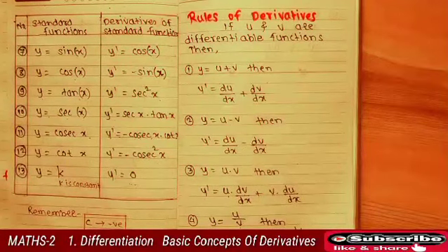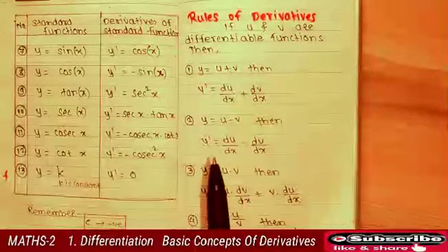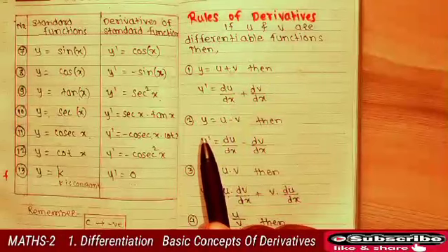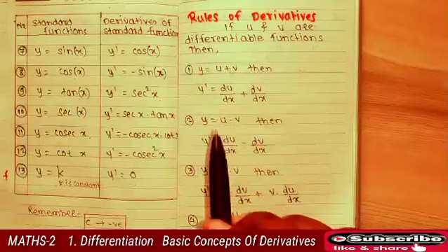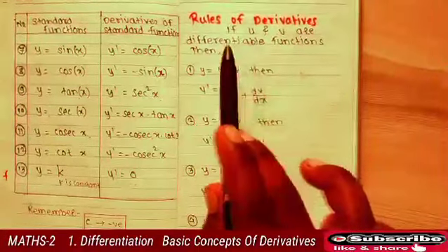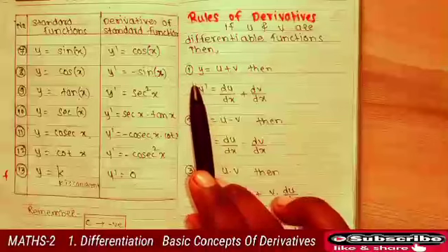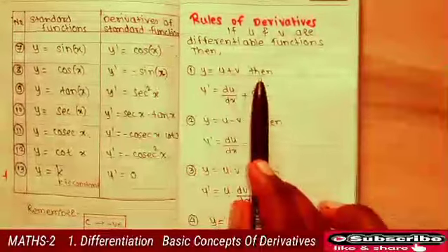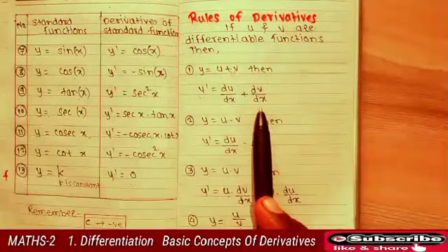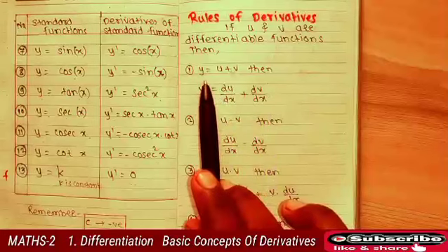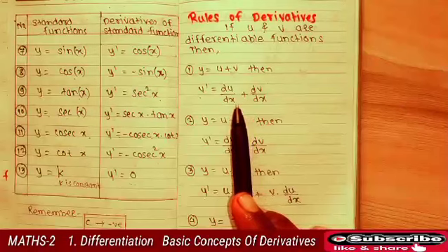Now students, in the previous class, we have seen rules of derivatives. Now look, if u and v are differentiable functions, meaning u and v are two different functions and they are differentiable. Differentiable means its derivative exists. That is, u is differentiable means du by dx exists, and v is differentiable means dv by dx exists. Then the first rule is, if y equals u plus v, then its derivative y dash equals du by dx plus dv by dx. It means if your functions are separated with a plus sign, then its derivative also becomes separated by the corresponding derivatives.